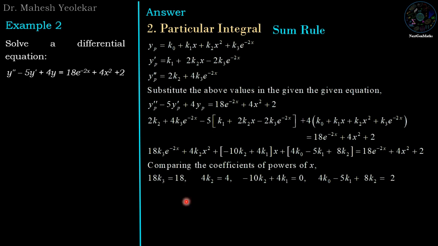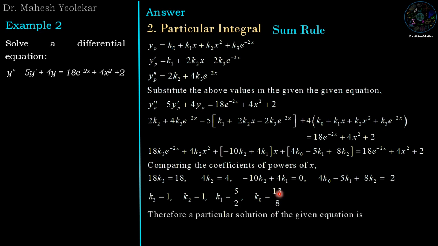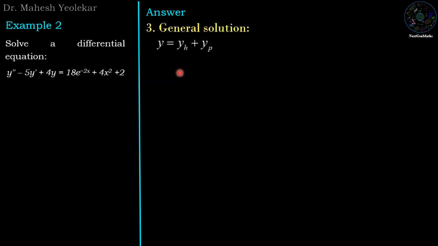If we solve these equations, we find the undetermined coefficients: k3 equal to 1, k2 equal to 1, k1 equal to 5 by 2 and k0 equal to 13 by 8. Substitute all the values in the assumed yp. Then we have 13 by 8 plus 5 by 2 x plus x square plus e power minus 2x. This is a particular integral of the given differential equation. And the general solution is the sum of the complementary function and the particular integral. So the solution is c1 e power x plus c2 e power 4x plus 13 by 8 plus 5 by 2 x plus x square plus e power minus 2x.